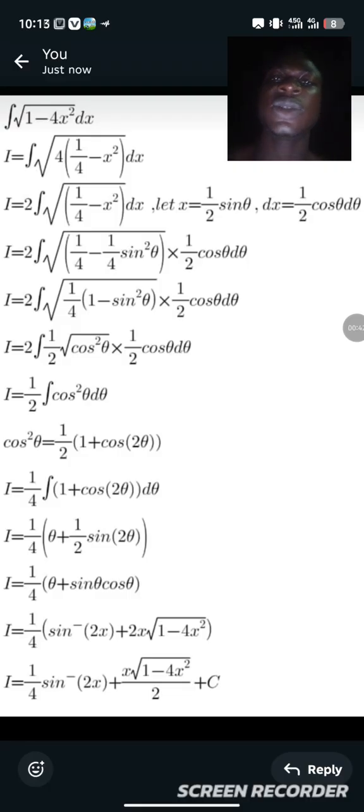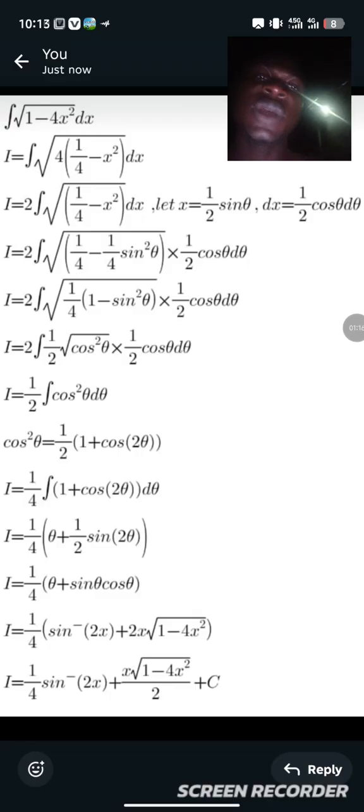So to integrate this question, you have the integral of square root of 1 minus 4x squared dx. Now if you look at this question very well, you will see that this is in the form of sine x. I believe we all know that sine squared x is the same thing as 1 minus cos squared x. So that's the form we are going to use.